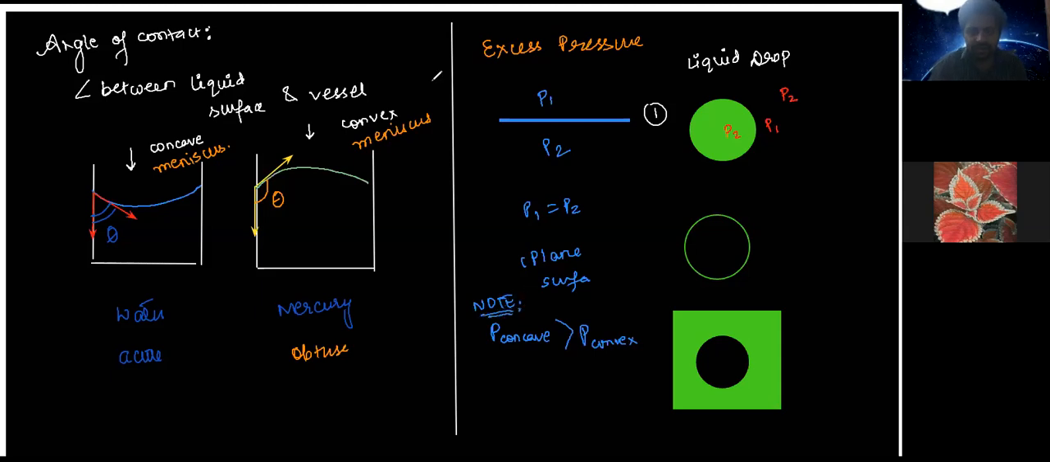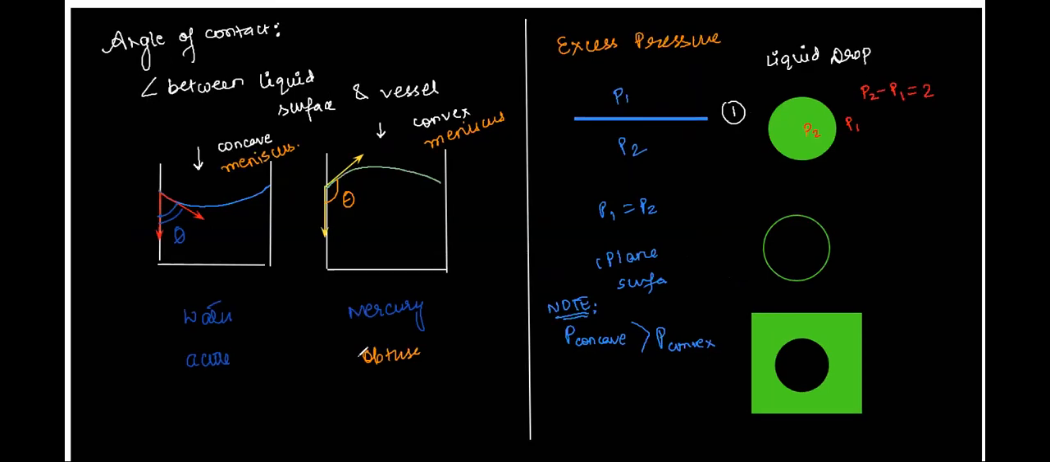Now you will have P2 greater than P1 by how much amount? By this amount, 2S by R, where S is the surface tension, whereas R is the radius of the liquid droplet.